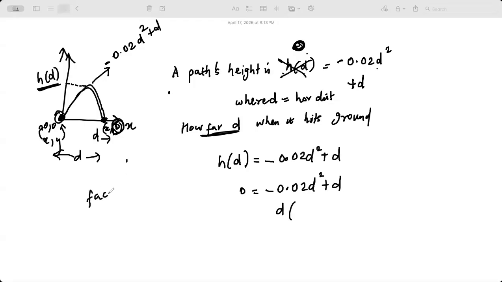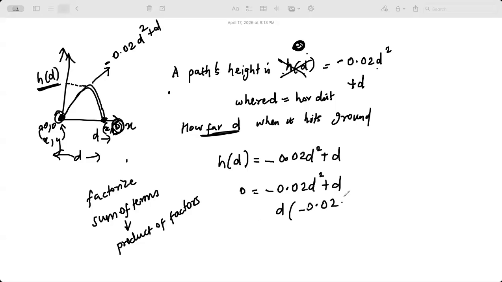What is factorizing? Factorizing is expressing a sum of terms, it will be a sum of terms, okay? You're going to express that as a product of factors. Make sense? Take out d common, you're going to get 0.02 d plus 1, correct? Do you see it? You're equating this to 0.